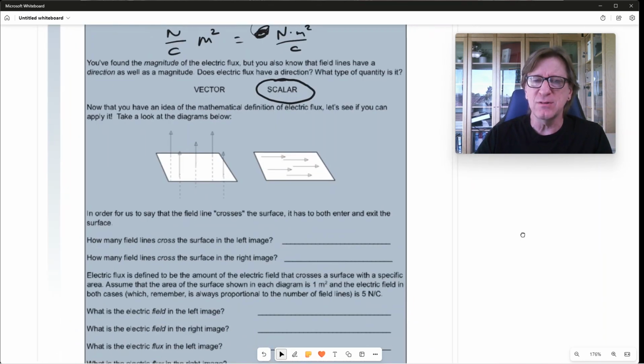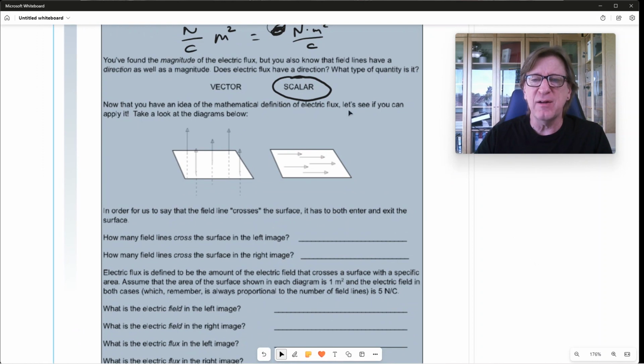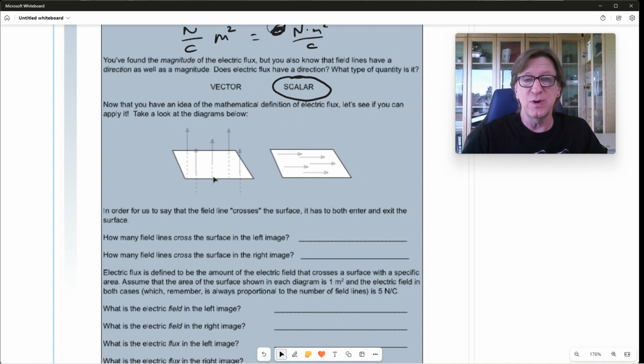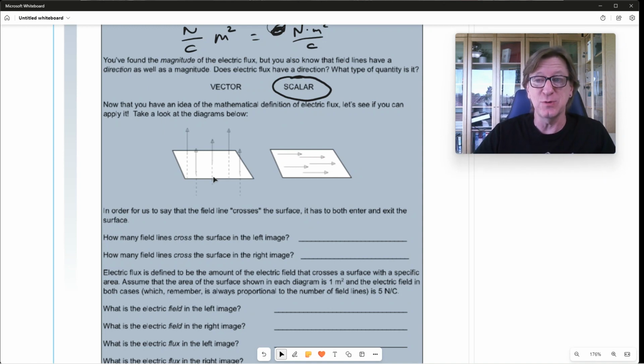All right, so let's take a look. So here I have two diagrams, and I have two electric fields going through this surface, this Gaussian surface. And this is an imaginary surface, or it can be a physical surface. It doesn't matter. Later on, we're going to show how we can use imaginary surfaces to do some pretty cool calculations with this. So in the left-hand image, how many fields are crossing that surface?